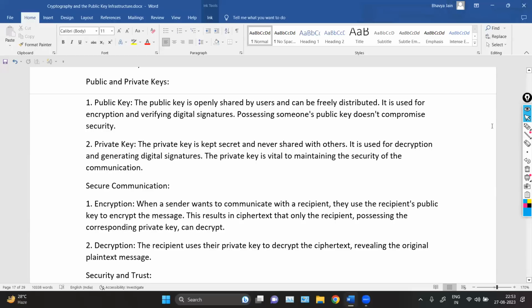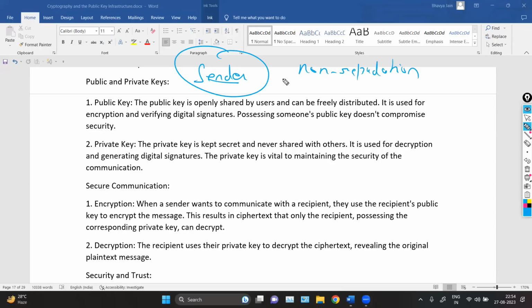Non-repudiation is that the sender really sends the message and the receiver really receives the message. If the sender sends the message, later on he or she will not deny that they have not sent the message. So non-repudiation ensures that the sender really sends the message. For this, we put into practice digital signatures, where you can sign digitally or put your encryption keys there so that the receiver can ensure that the sender really sent the message.